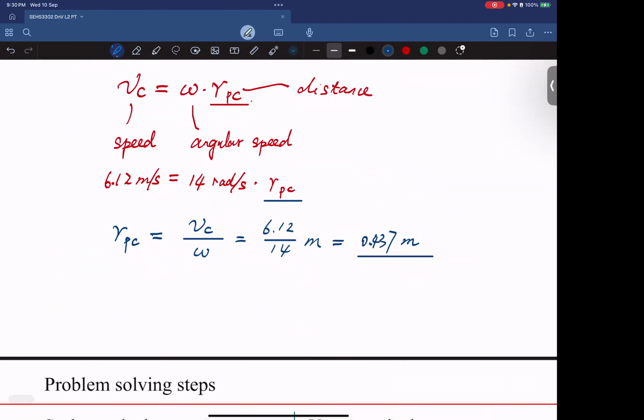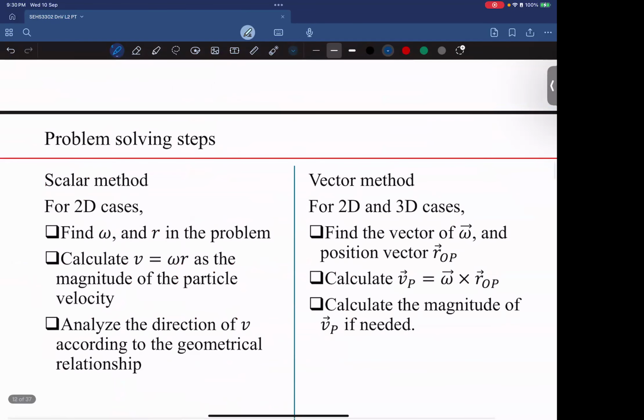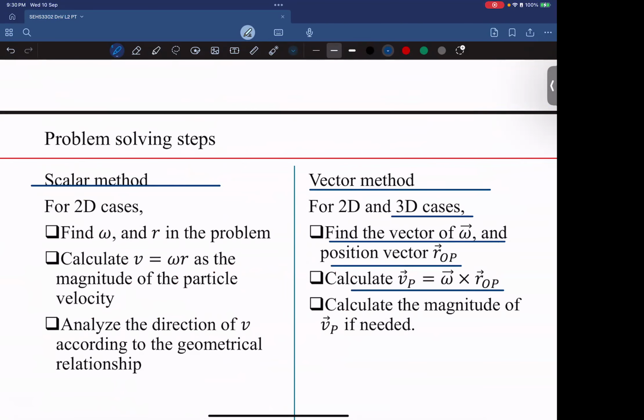So for this kind of problem, we can use a scalar method or a vector method to find the velocity, right? For the 2D cases especially, we need to find the vector version of omega and the position vector r, and then calculate the velocity with the cross product, right? And we can also calculate the magnitude of VP if required.